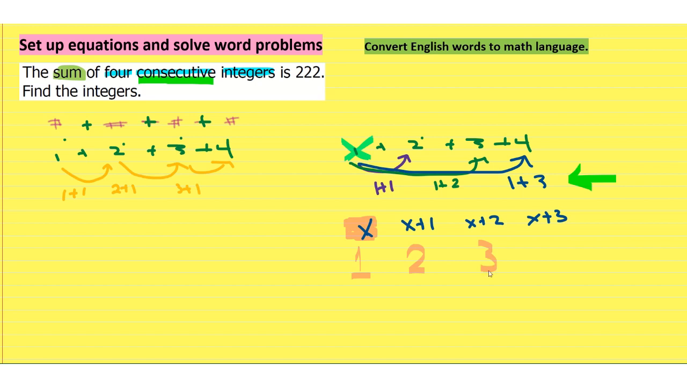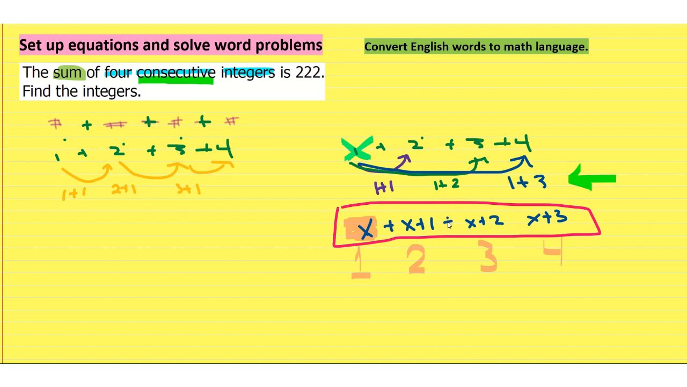The third number, we would add 2 to it. And the fourth number, we would add 3 to it. So that is actually what we are going to use right there. We're going to use this right here as our equation. So we're going to add plus signs in between there, plus, plus, and plus.